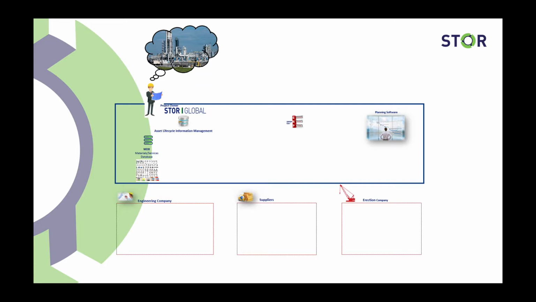The backbone of an ALIM platform is the product breakdown structure. It allows the creation of a structure containing all the project items and their subsequent items. Those items can be tangible or intangible items of a product or a project. On STOR ALIM, the product breakdown structure, or PBS, is directly related to the Standard Materials Database, or MDB.